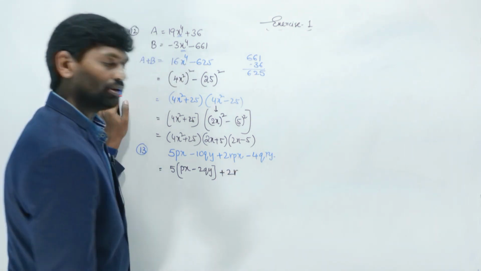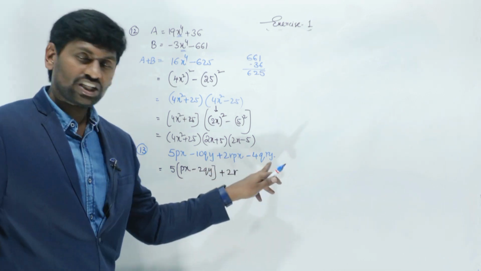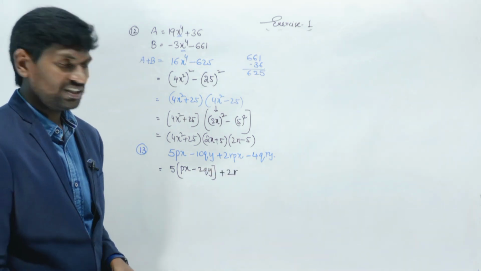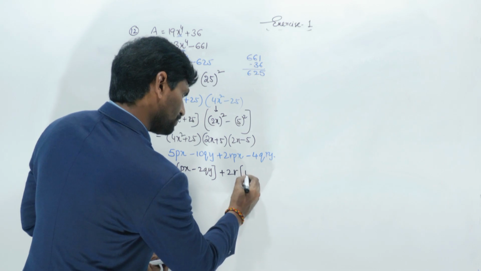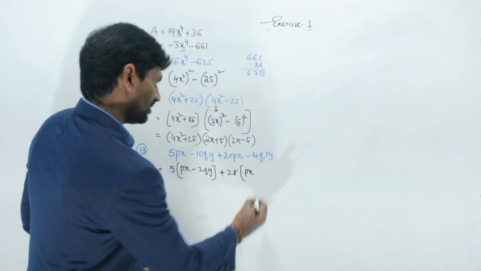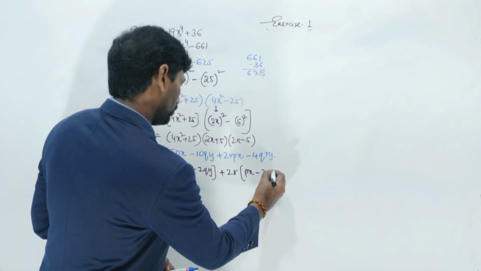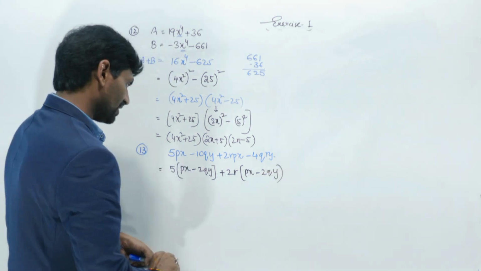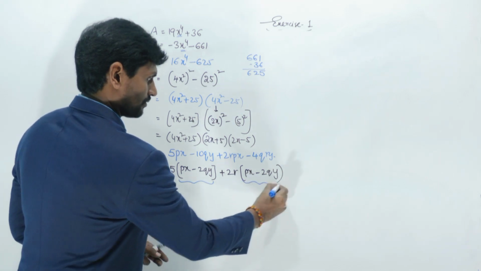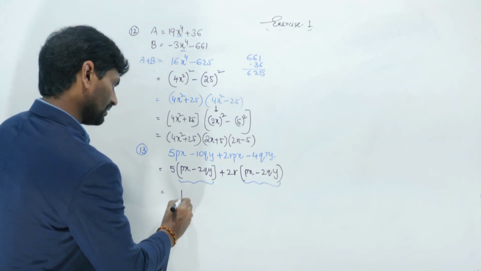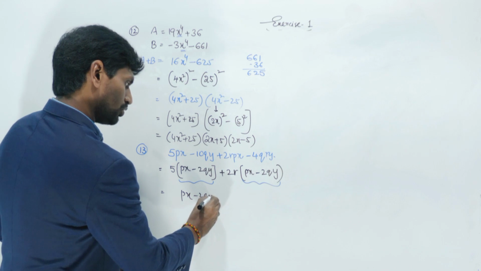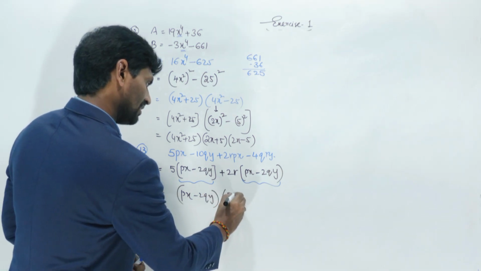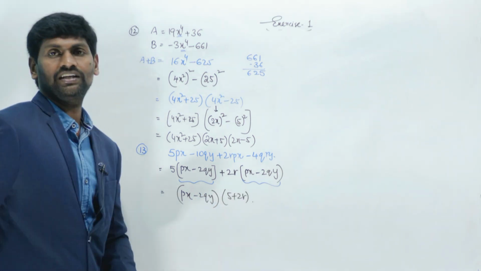Second term and last term, 2 is a common term and R is also a common term. 2 is a common number, R is a common letter. And what is remaining here? Taking 2r, px will be remaining, minus 2qy is remaining. So again the bracket term is a common one. What is remaining then? (px minus 2qy) is common, then 5 plus 2r is remaining.